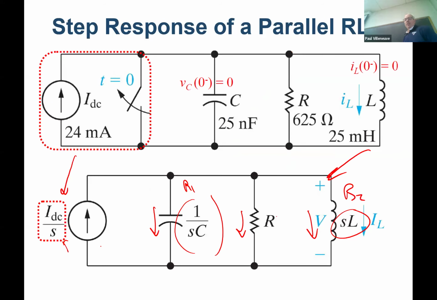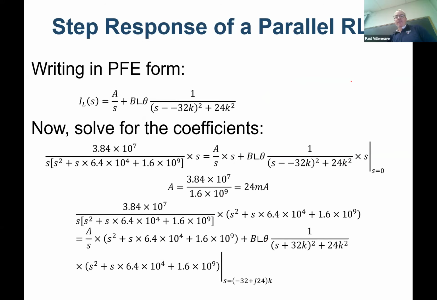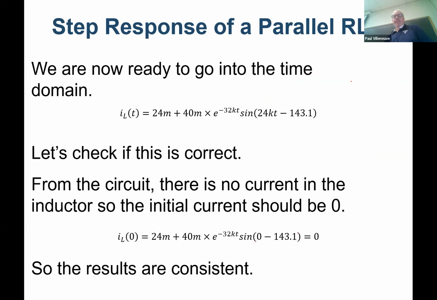How much current should be going through the inductor under the initial conditions when the switch just transitions and the current source is into the circuit? 0, because the initial condition said IL of 0 minus is equal to 0. So IL of 0 plus should be 0.